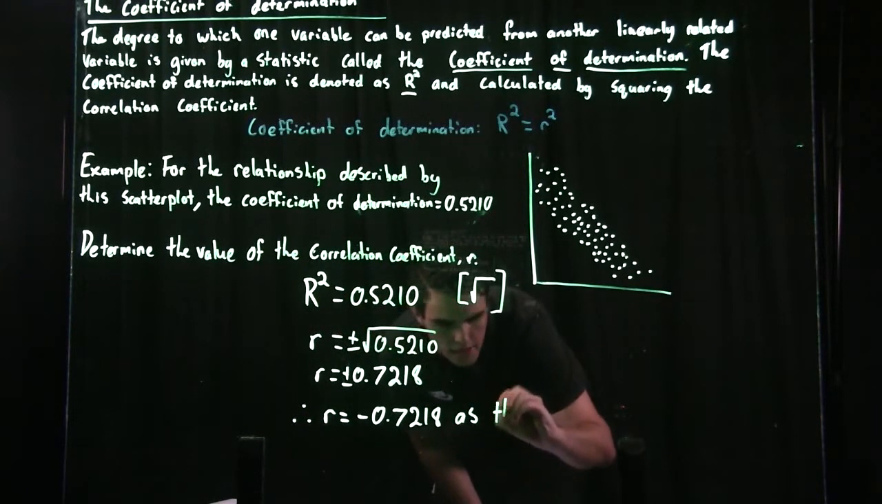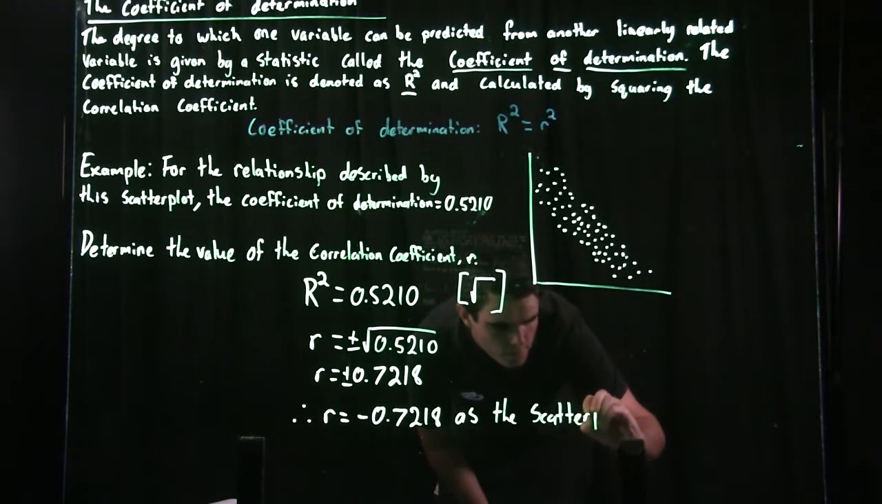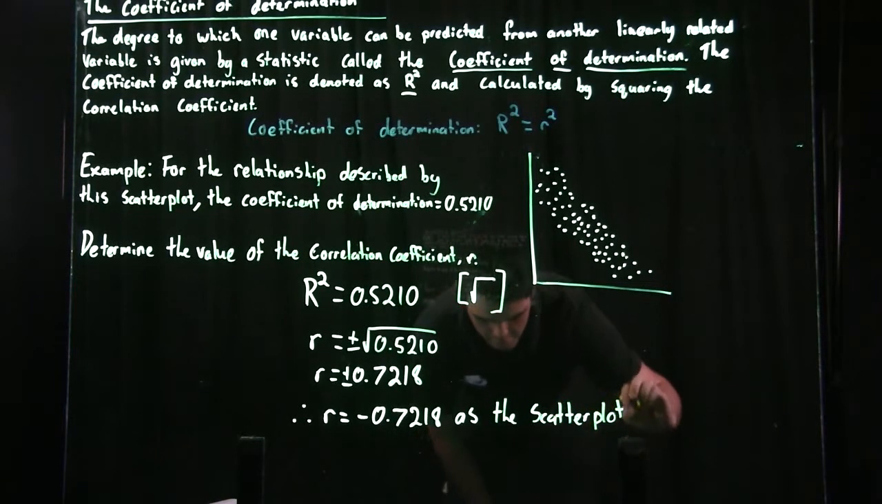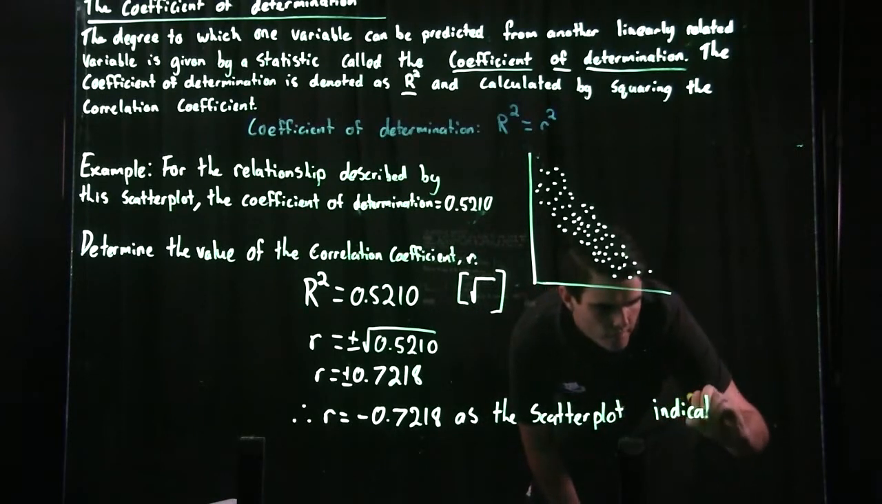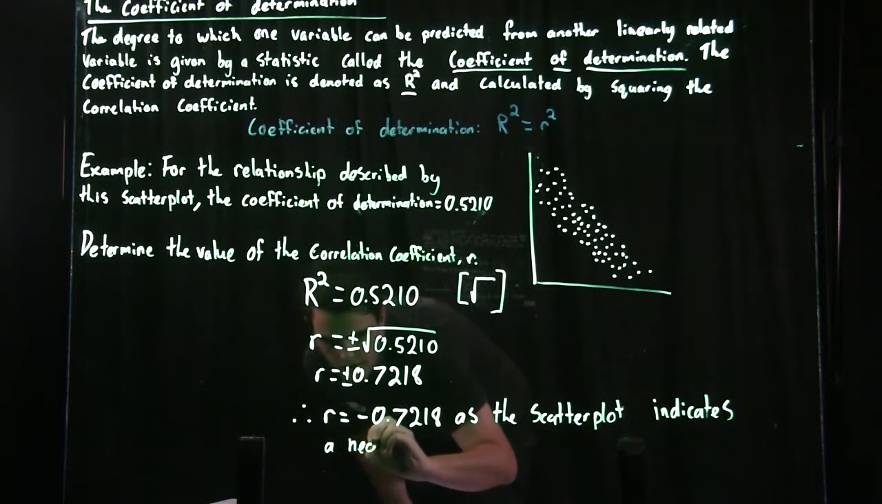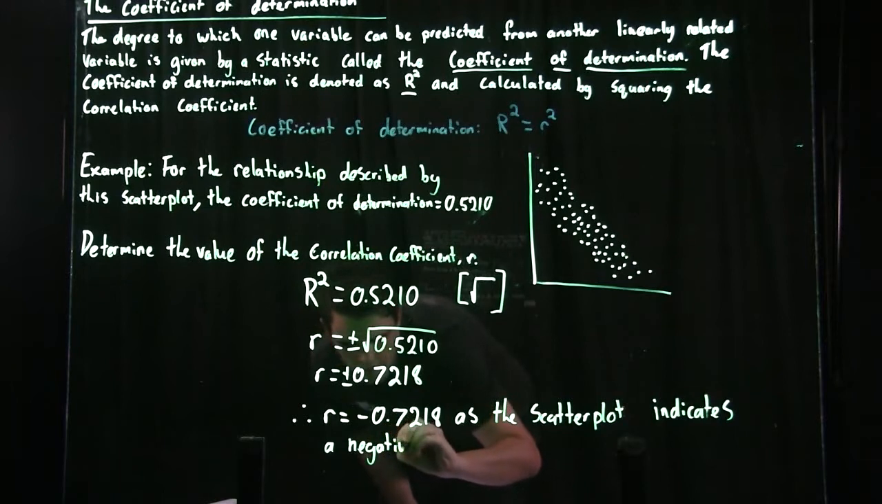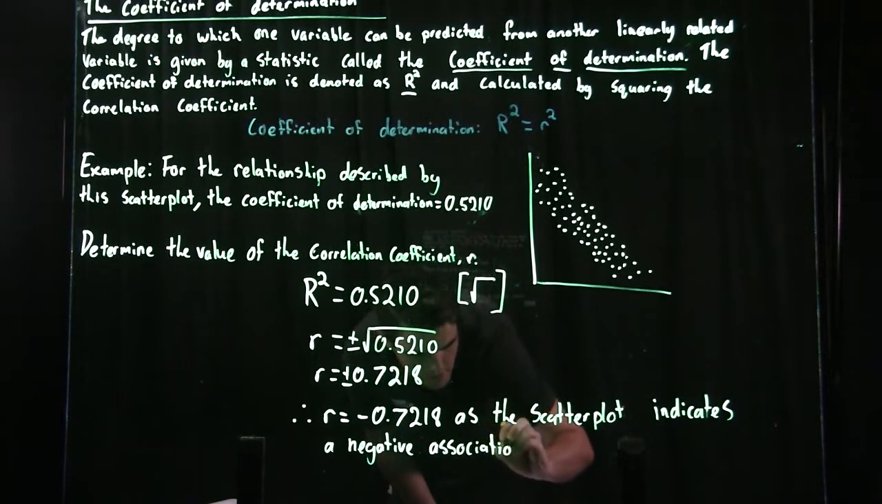as the scatter plot indicates a negative, and remember we're trying to use the correct terminology, so it's a negative association.